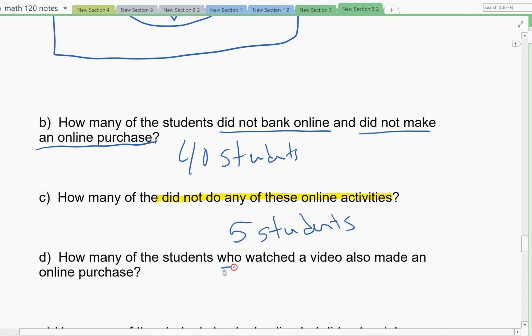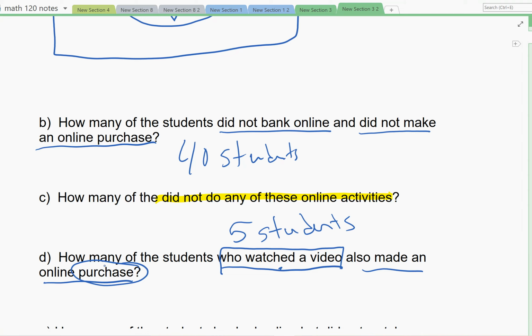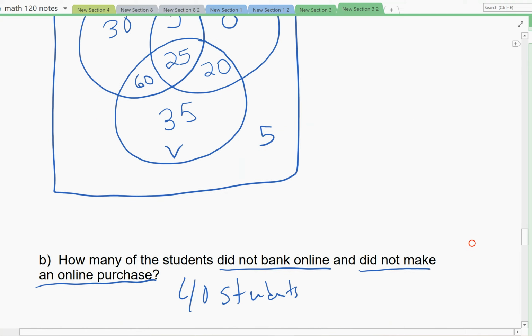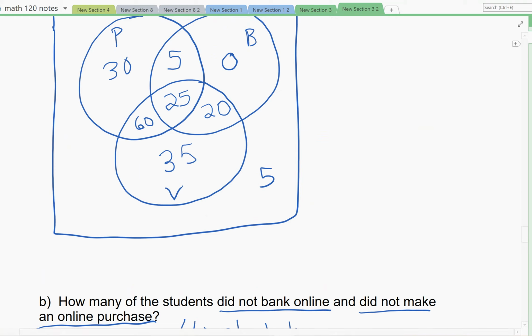How many students who watched a video, so I'm in the video circle, right? I know they watched a video, also made an online purchase. So I'm in the video circle, and I want to know how many of those in the video circle also purchased something online. Didn't say anything about banking, so they might have banked and they might not have banked. It just said if they watched a video, how many made an online purchase. And so if I'm going up here, I'm in the video circle, but I want those inside the video circle that made an online purchase.